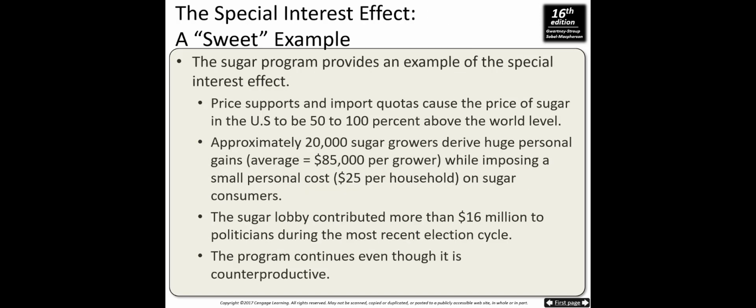The sugar program provides an example of the special interest effect. Price supports and import quotas cause the price of sugar in the US to be 50 to 100% above the world level. So sugar growers are happy. Why? Because they are selling at a higher price and the competition is banned. How? By import quotas. Approximately 20,000 sugar growers derive huge personal gains, average $85,000 per grower, while imposing a small personal cost, a $25 increase in sugar expenses per household. The sugar lobby contributed more than $16 million to politicians during the most recent election cycle. The program continues even though it's counterproductive.